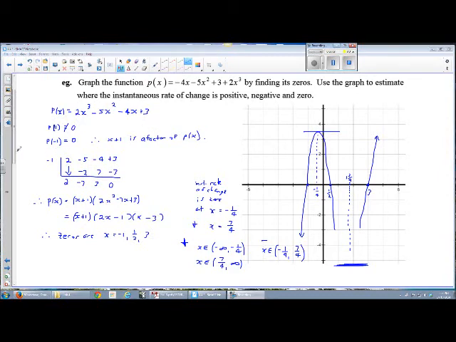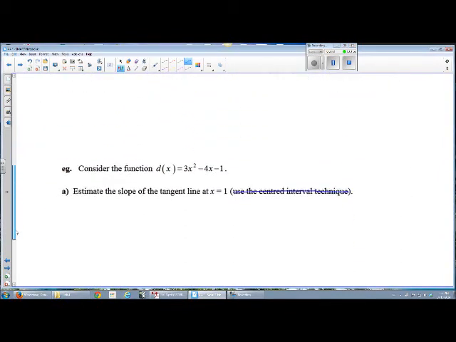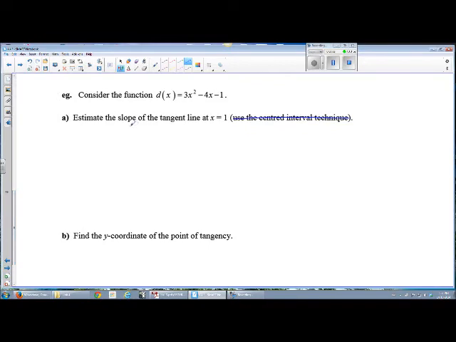Okay, so let's move along now to the example down here. We want to estimate the slope of the tangent line at x equals 1 of this function d of x equals 3x squared minus 4x minus 1. We're not going to use the centered interval technique because we'll use the difference quotient. So what I'm going to do, again, for brevity, is pause the video and fill in a few lines to zip things along a little bit.